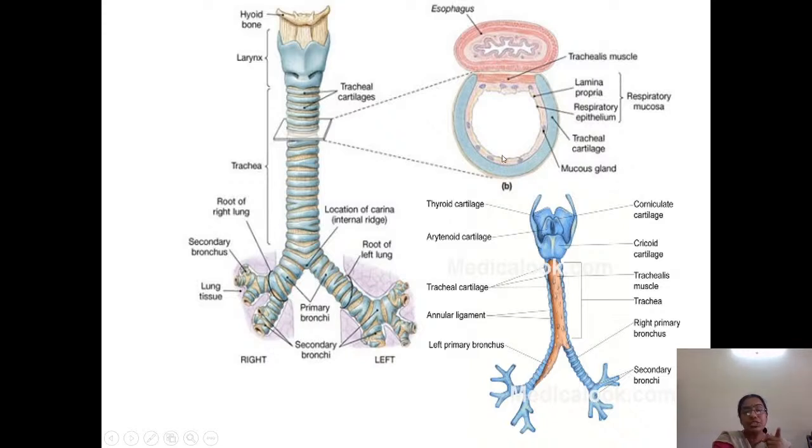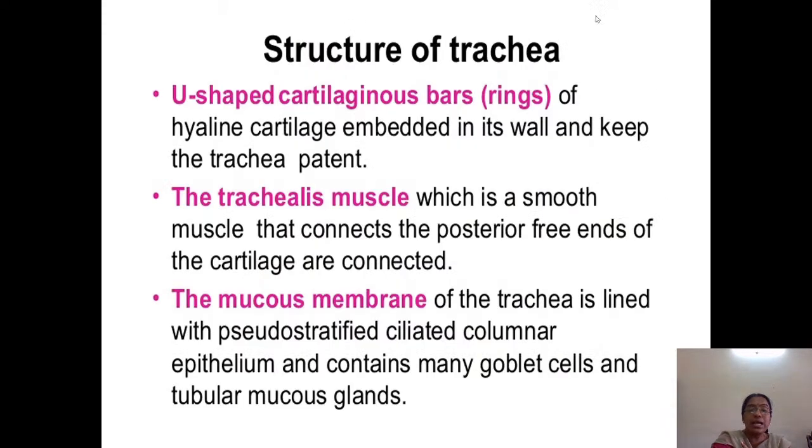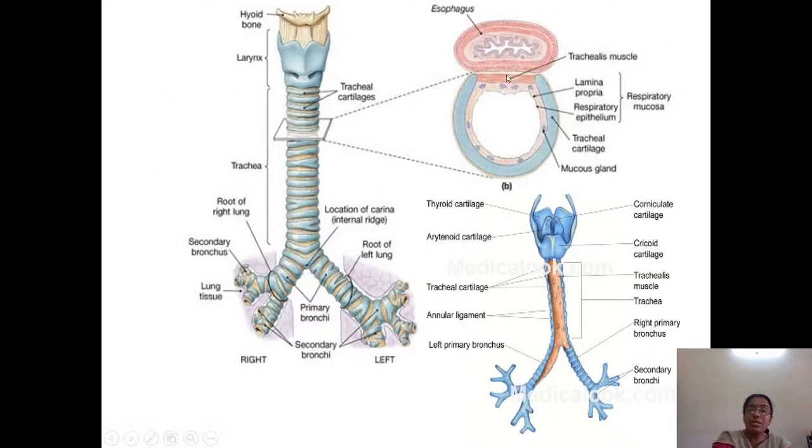So we have said it is cartilaginous and membranous. The cartilage is hyaline cartilage, which is U-shaped. The muscle it forms is the trachealis muscle, which is a smooth muscle present at the posterior end. So this is the trachealis muscle, a smooth muscle. With this we say the trachea is cartilaginous and also muscular membranous. The cartilage is a hyaline cartilage, U-shaped anteriorly. Posteriorly it is made up of smooth muscle called the trachealis muscle.